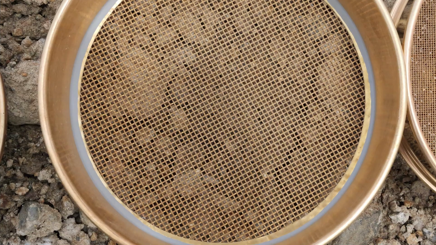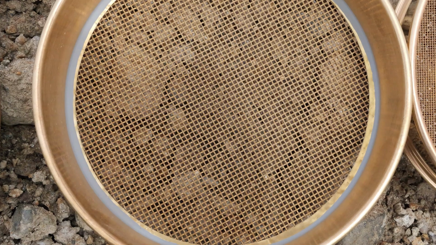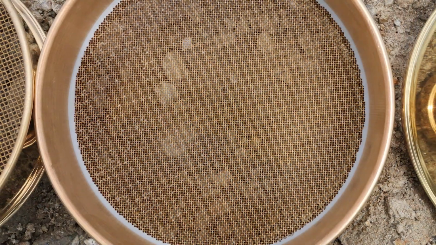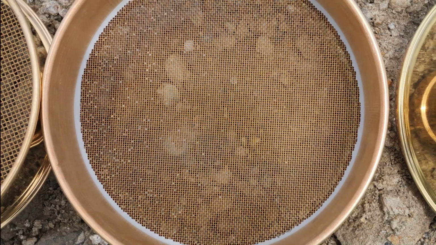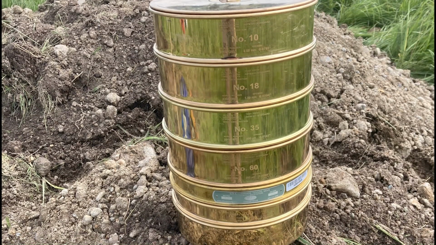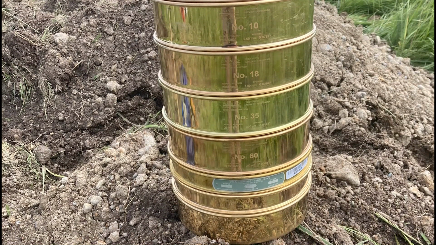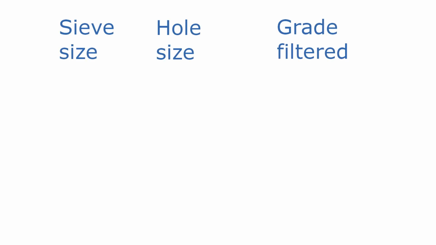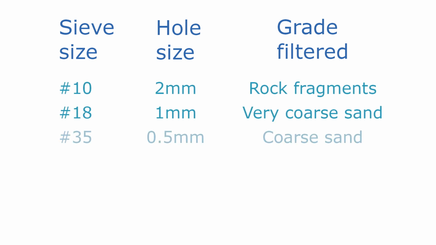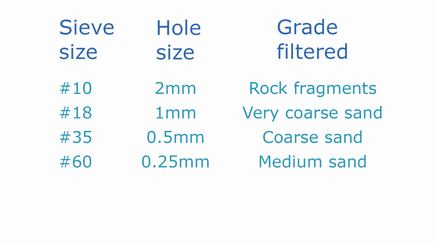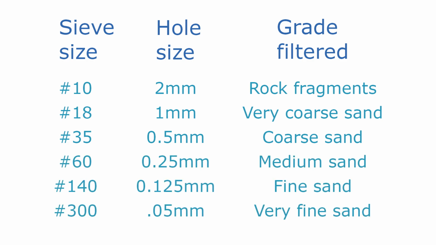For example, a sieve with 2 millimeter holes is called a number 10. A number 18 sieve has 1 millimeter holes and will filter out coarse sand or anything larger. To filter for different kinds of sand and rock, you'll need a set of sieves that can stack on top of each other. Let's look at how to grade sand. In Washington, you'll need the following numbered sieves: 10 for rocks, 18 for very coarse sand, 35 for coarse, 60 for medium, 140 for fine, and 300 for very fine sand.